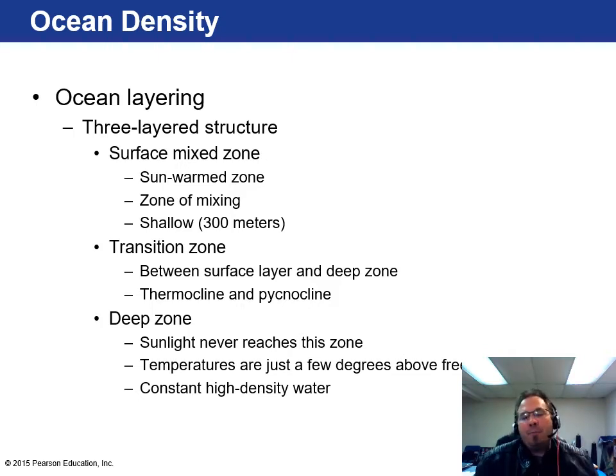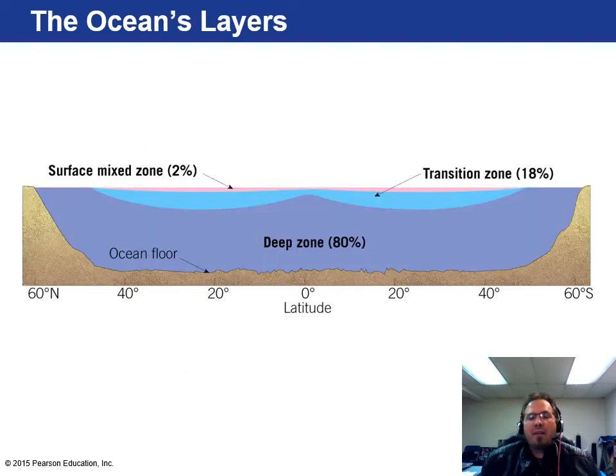And then finally, you have the deep zone, which is where the vast majority of the ocean sits, where no sunlight ever reaches. It's always dark. The temperatures are just a few degrees above freezing, and it's constant high density water. Now, we haven't talked about pressure yet, but that's where you get into the higher pressures as well. So the water doesn't freeze because of the high pressures. That's why I bring up pressure now. It's just a few degrees above freezing. Yes, it's very, very cold, but it doesn't freeze because of the pressures involved that deep.